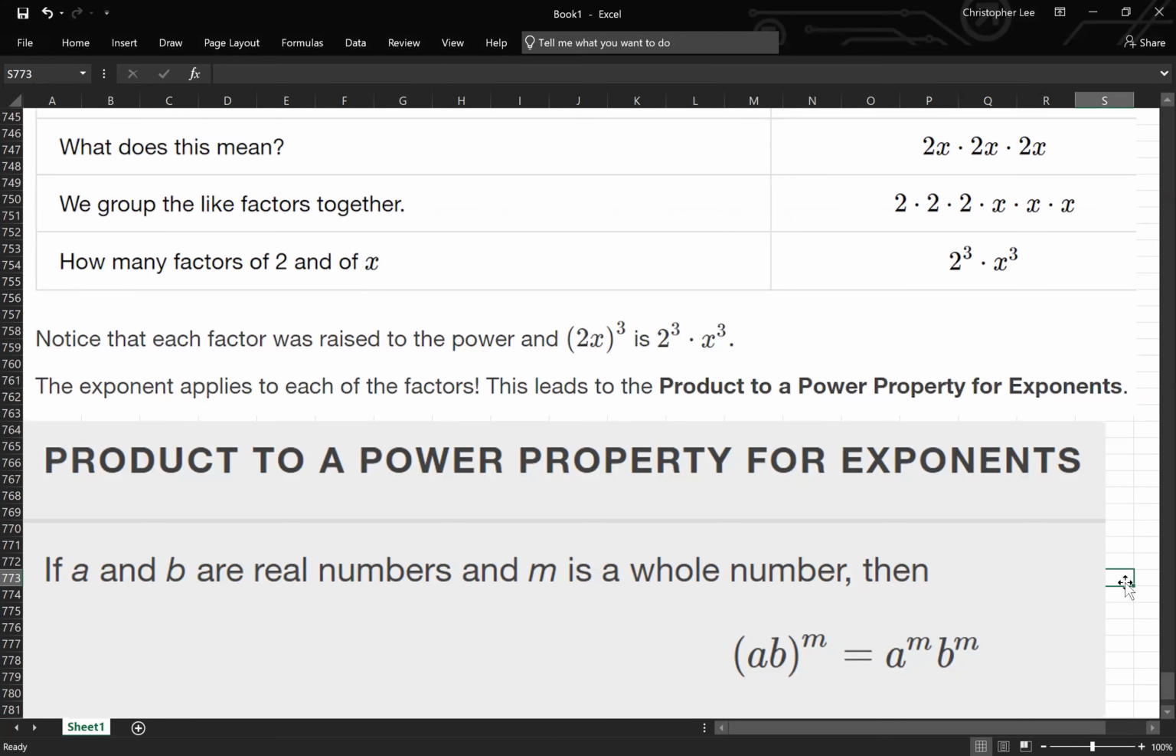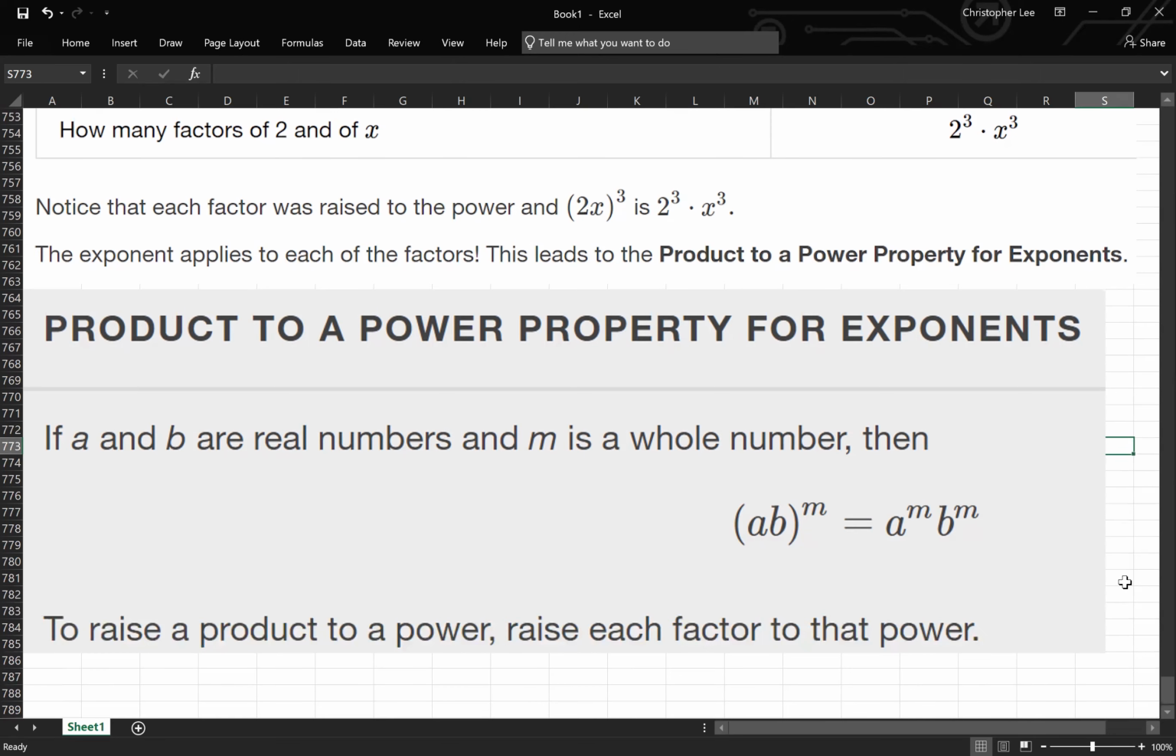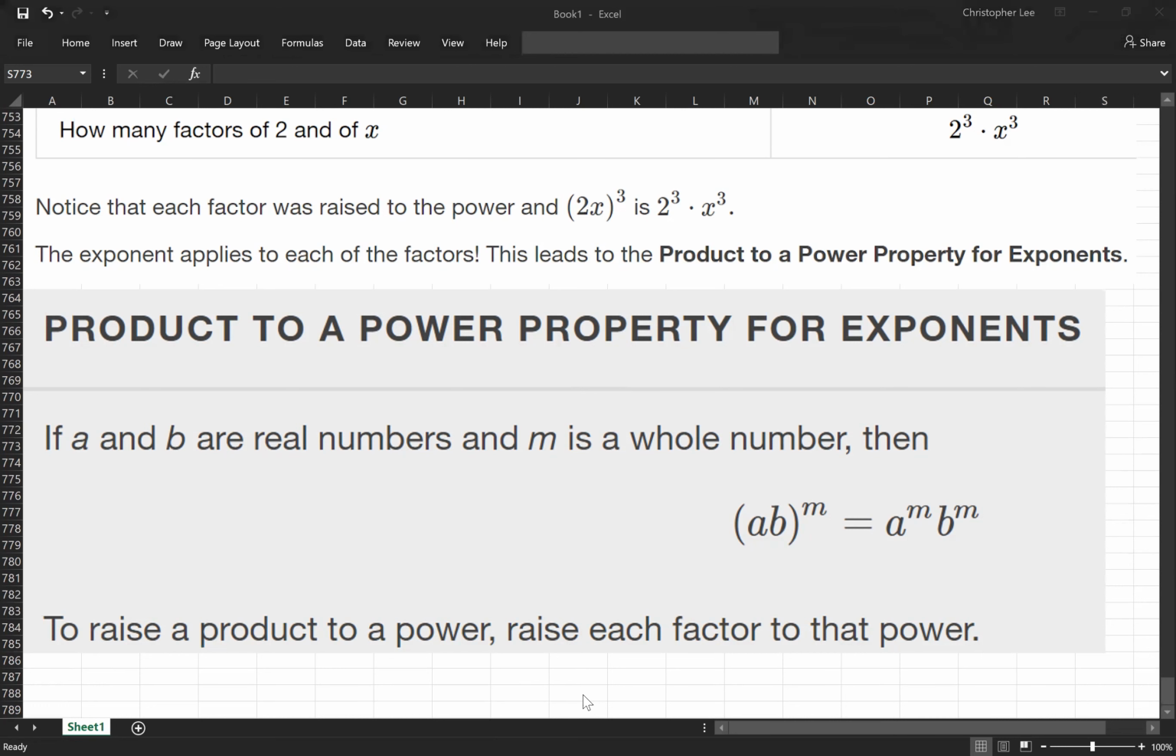All right, product to a power property for exponents. If A and B are real numbers and M is a whole number, then A times B raised to the M power is A to the M times B to the M, right? So to raise a product to a power, you raise each factor to that power, and that's it. Let's take a look at an example real quick.